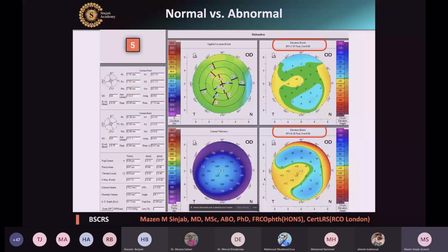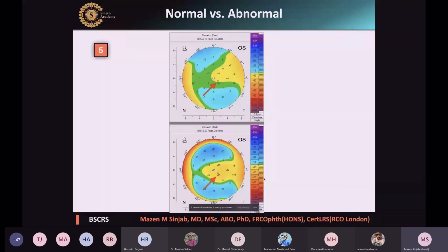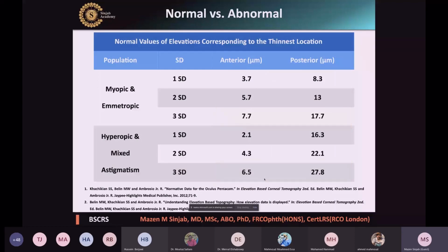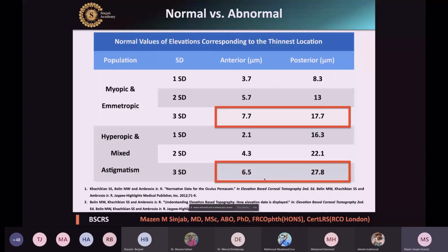We come to the best fit sphere. Regarding the best fit sphere, if we are using the best fit sphere for the elevation maps, then we have to look at the numbers corresponding to the thinnest location. And we have to follow this table for the cutoff values. Remember, for anterior 8, posterior 18, if the patient is myopic or emmetropic. And for the hyperopic or mixed astigmatism, the anterior 7 and the posterior 28. So 8, 18, 7, 28. Just remember these cutoff values.